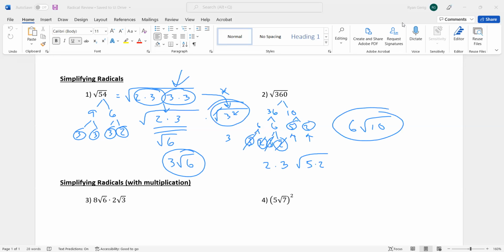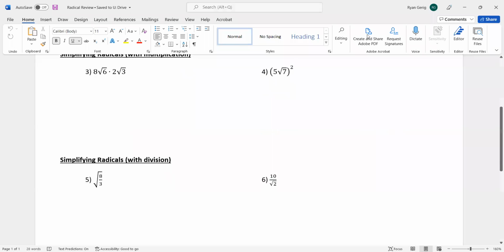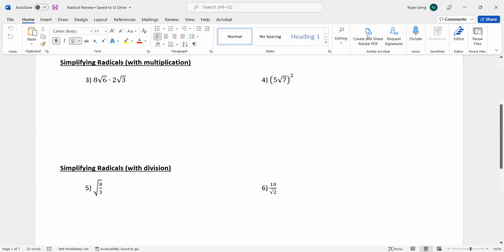Okay. The second topic is still simplifying radicals, but this time with multiplication. With this one, all I'm going to do is multiply the outside stuff together and then the inside stuff together to make one big radical. So 8 times 2 is 16. 6 times 3 is 18. So now that is gone, and my new problem is 16 radical 18.